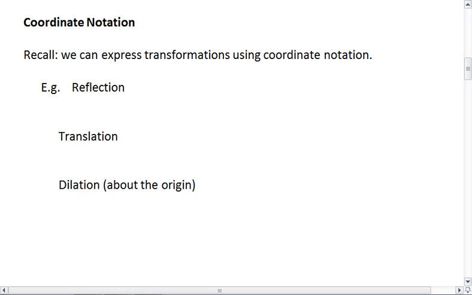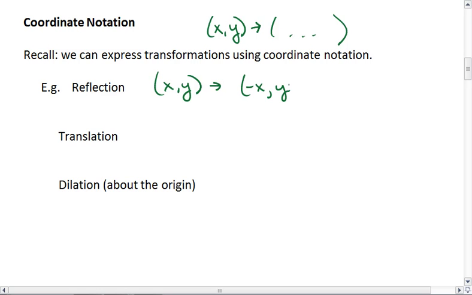We've looked at coordinate notation in the past. In coordinate notation, we say that x and y map onto some new points x and y with some alterations. With reflection, we tend to reflect across either the y-axis or the x-axis, which makes one of them negative. If we reflect across the y-axis, we're making all our x's negative. If we reflect across the x-axis, we make all our y's negative. But these are just examples.